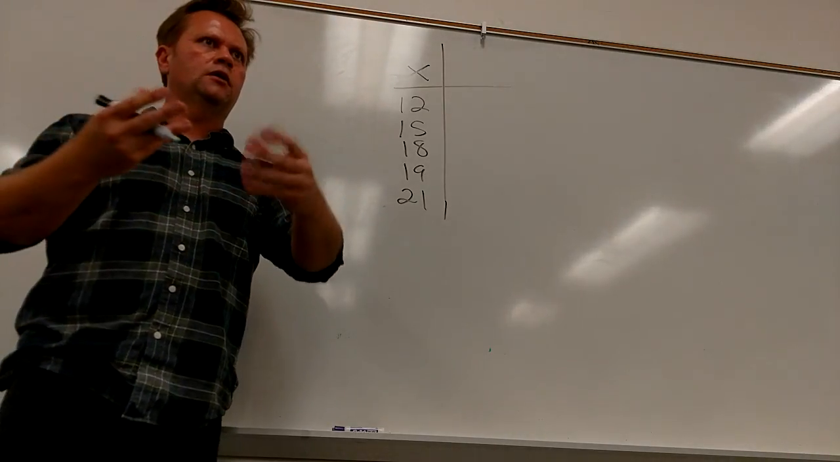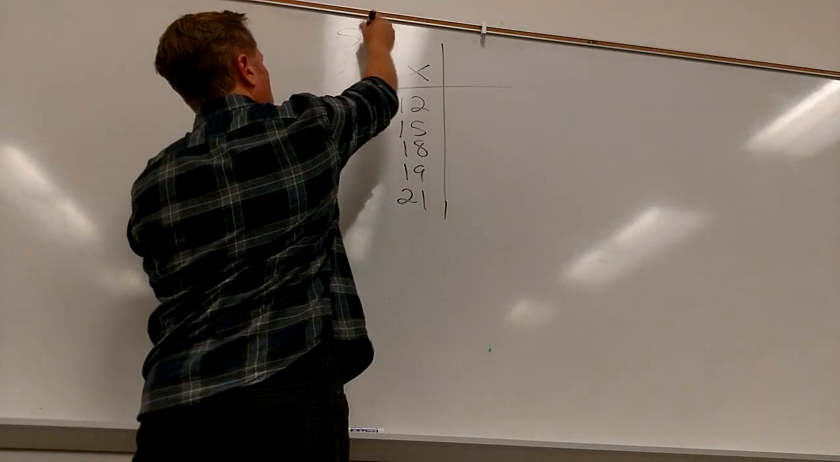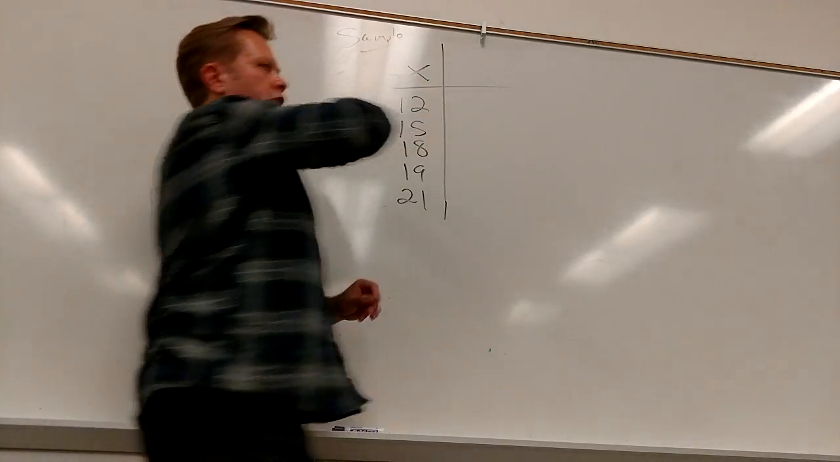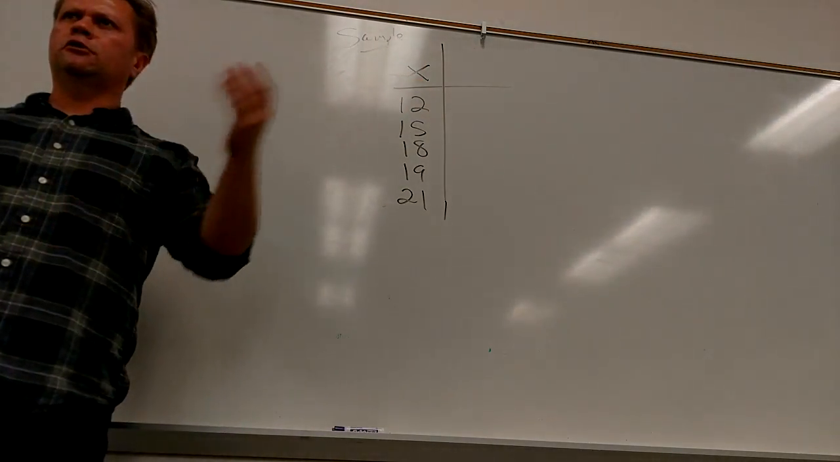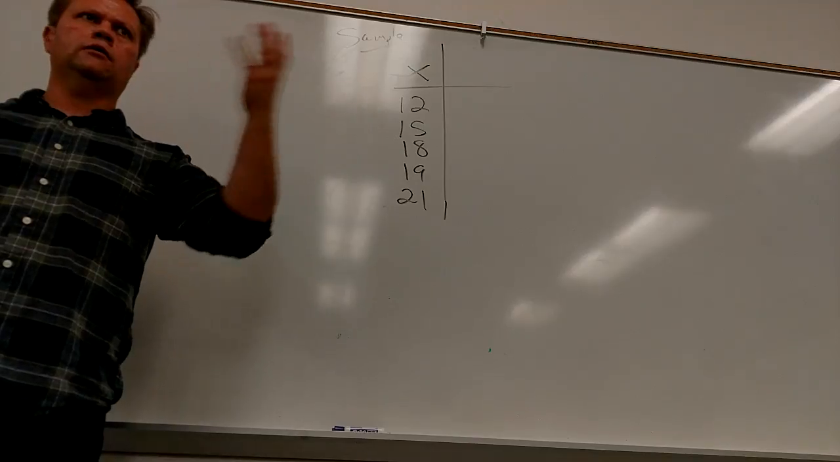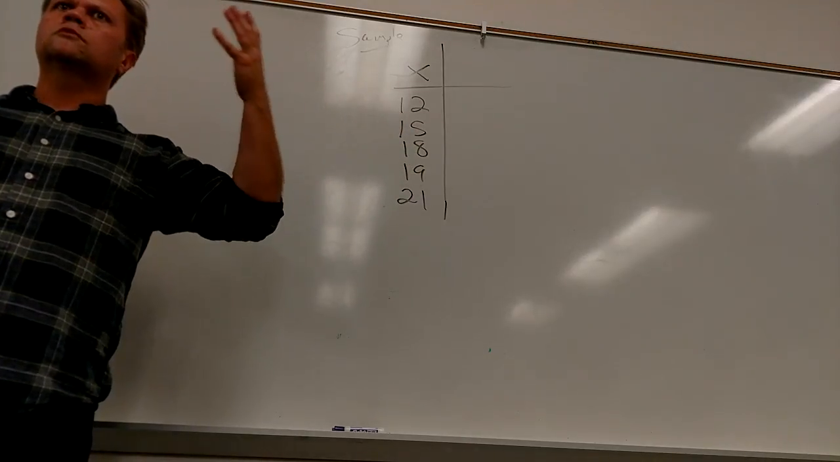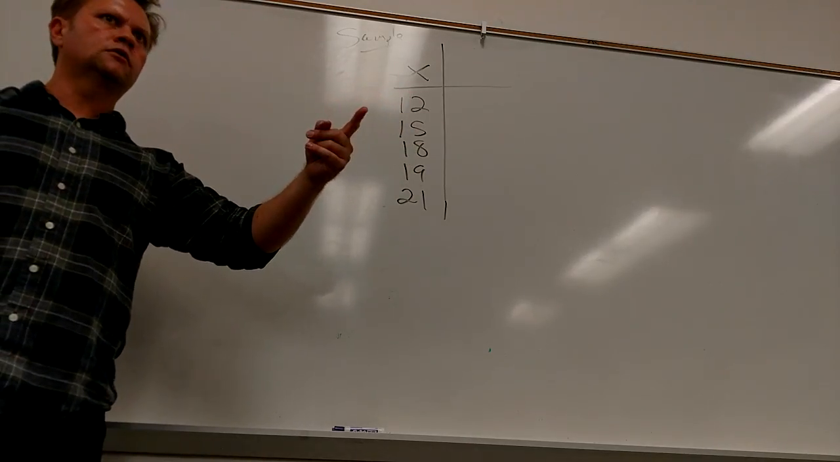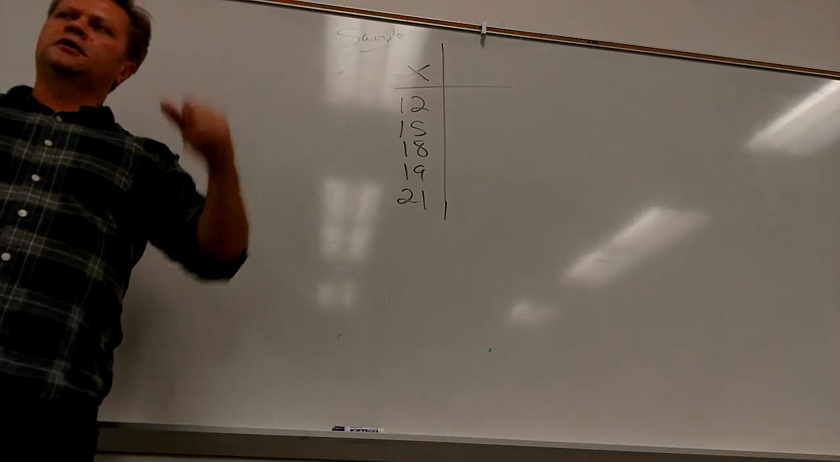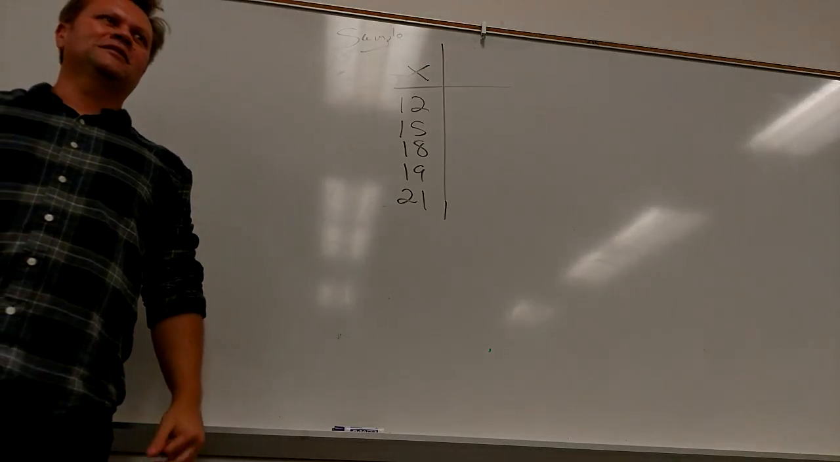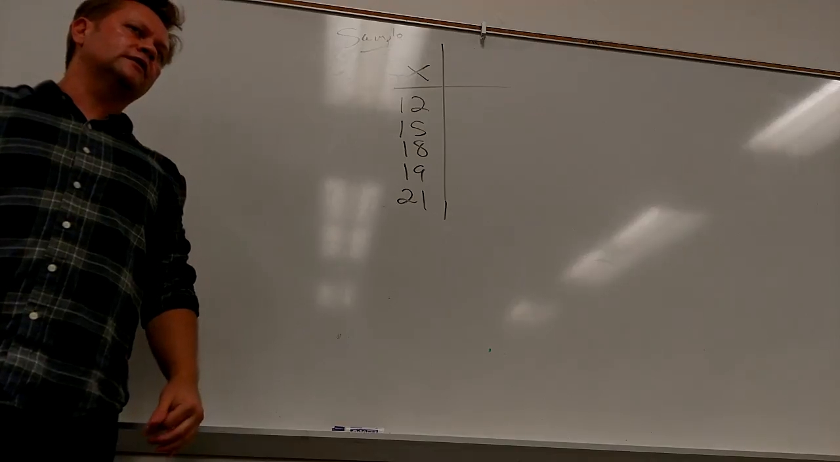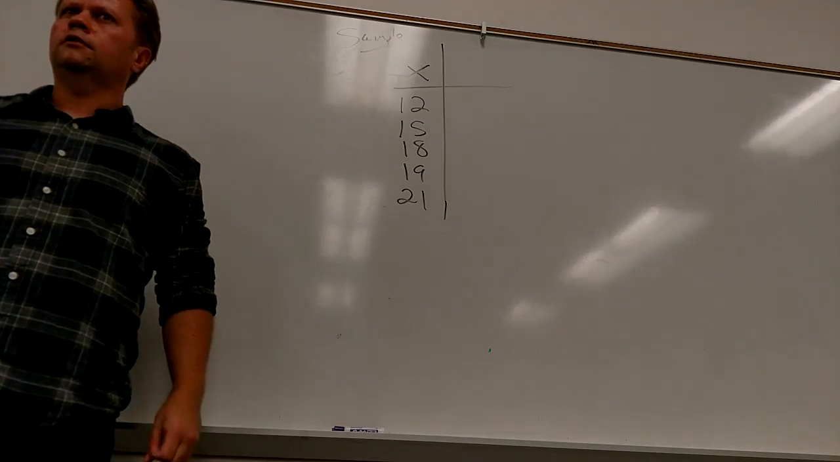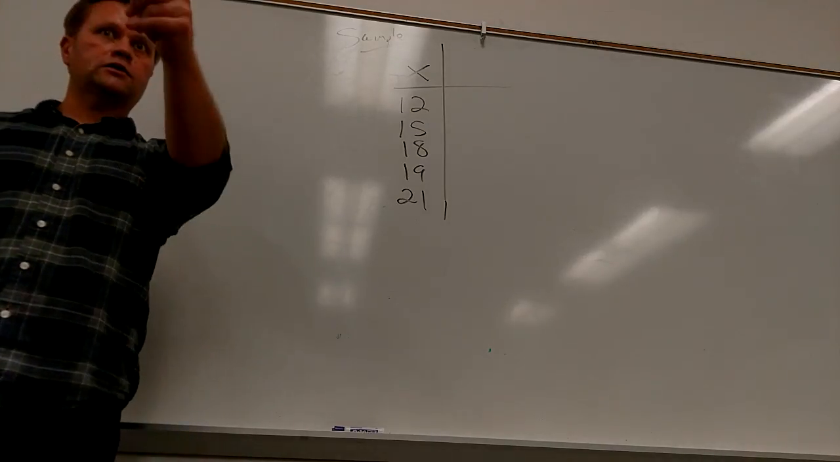Is everybody with me? So why does that matter here? For the standard deviation, why does it matter if it's a sample or a population? What's true about the formulas? If it's a sample, what's the difference in the standard deviation formula? N minus 1 instead of n.